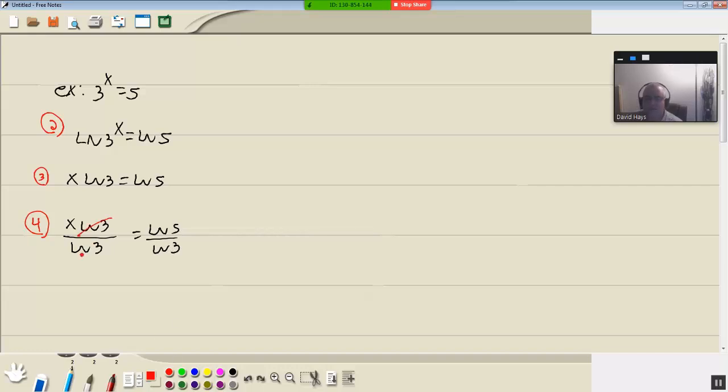Now when you do that, these natural log of 3's cancel. And we got x is equal to natural log of 5 over natural log of 3. Now you cannot cancel the ln's. You can't say that's equal to 5/3 because the natural logs actually transform those numbers. If you want to put it in decimal form, you just plug it in your calculator at that point.